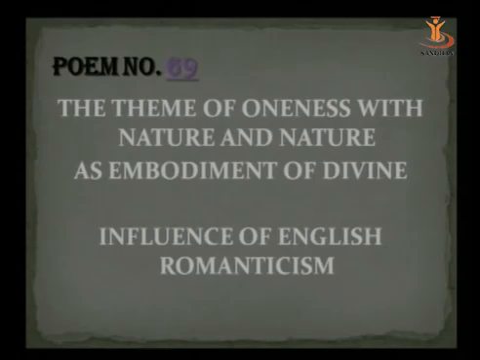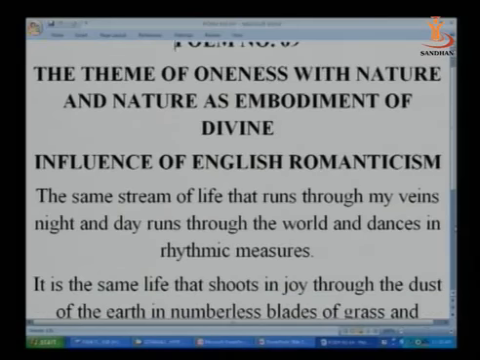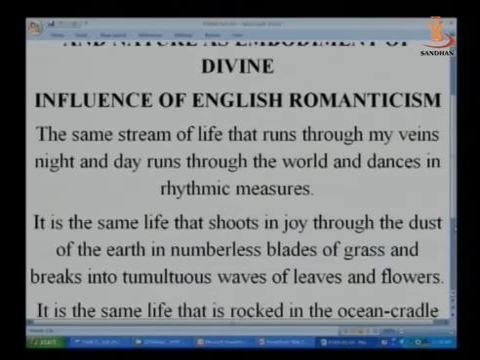Poem number 69, the theme of oneness with nature and nature as embodiment of the divine. Mostly you will see the influence of English Romanticism on this poem. Right. So you can see how English Romanticism and native Bhakti traditions come together in the same spirit and same expression. So it seems like a hybrid kind of sensibility, but at the same time you can see that they are not so incompatible. They are very close in their spirit to each other.